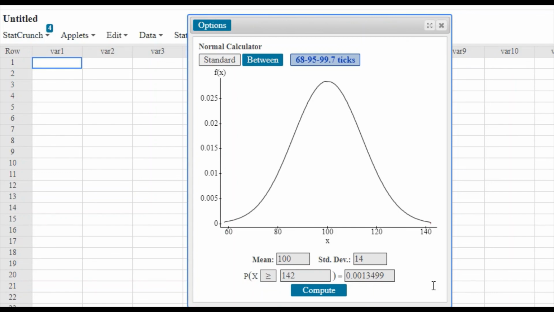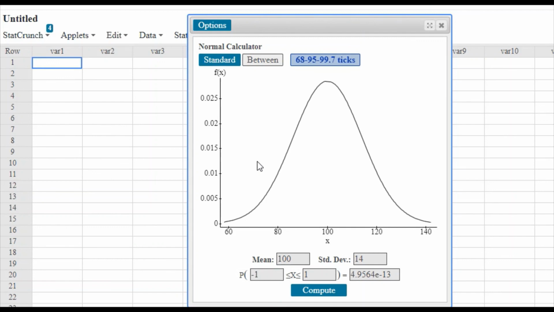This is because StatCrunch gives us an exact answer, while the empirical rule only provides us with estimations. Now let's say that we wanted to find the answer to part A. What percentage of people have an IQ score between 86 and 114? The key word in this question here is between. Since we want the area under the curve between two values, we need to select the between option at the top of the normal calculator.